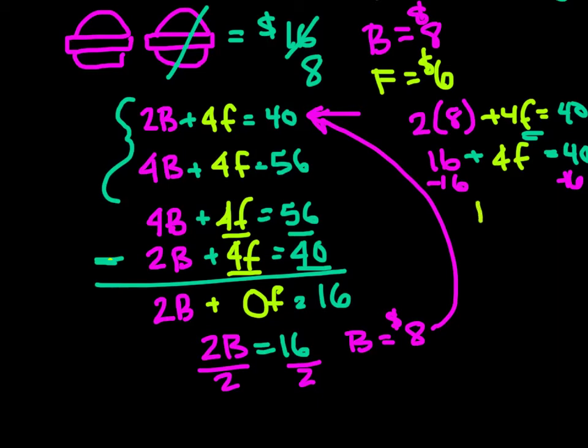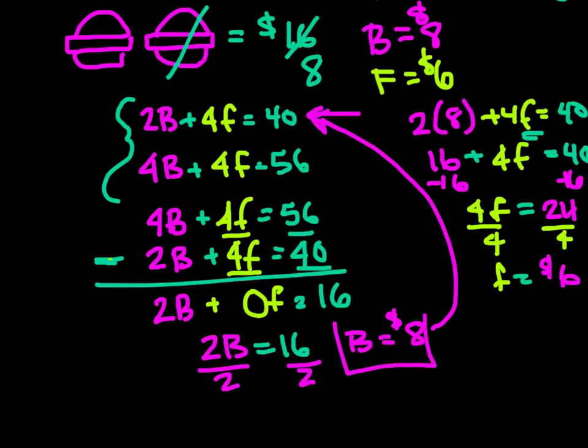So I get 4f is equal to 24. Last but not least, we're going to divide by 4 on each side. So I just simply have f is equal to 6. And again, it's dollars, which is nice. So my burgers and fries: $6 for fries, and $8 for burgers.